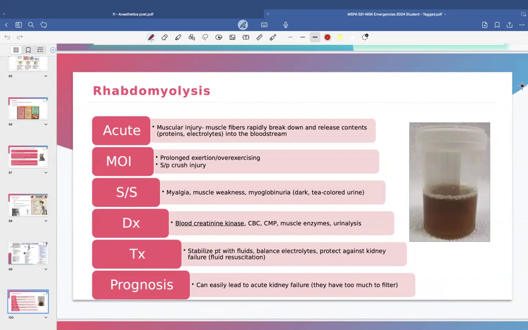These patients need a lot of fluid resuscitation to protect them from going into kidney failure. Since the kidneys have so many byproducts that they have to filter through, kidneys love fluids. You have to give them a lot. Another mechanism of injury is going to be your crush injury, so like somebody pinned under a car could be another one.